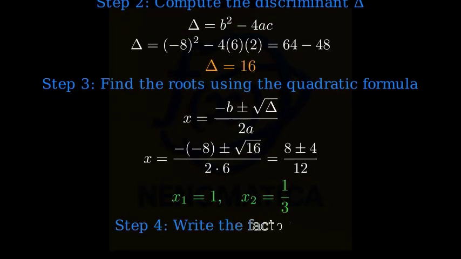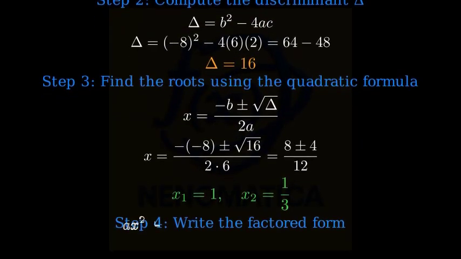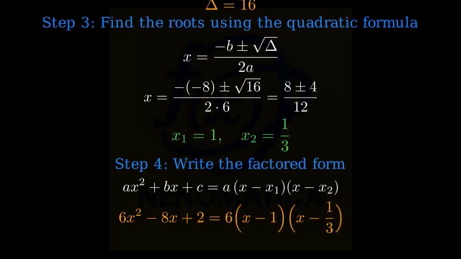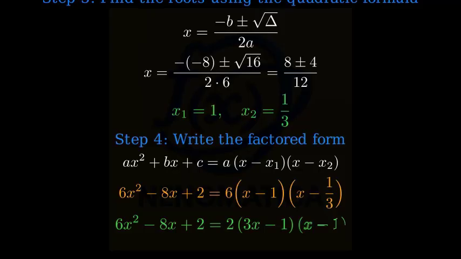Step 4. Write the factored form from the roots. For a quadratic a times x minus x1 times x minus x2, we get 6 times x minus 1 times x minus 1/3. We can also rewrite it with integer factors as 2 times 3x minus 1 times x minus 1.